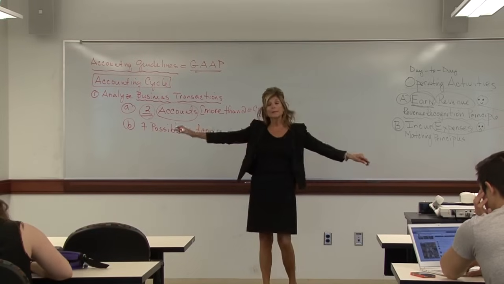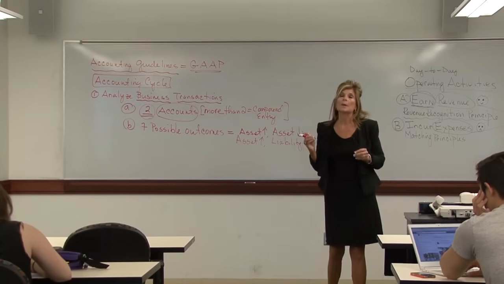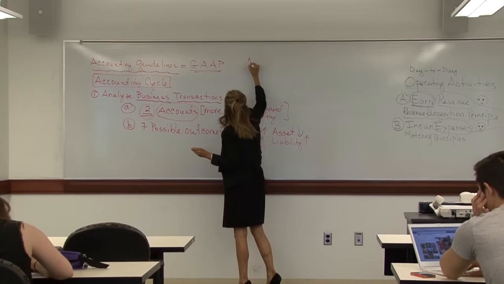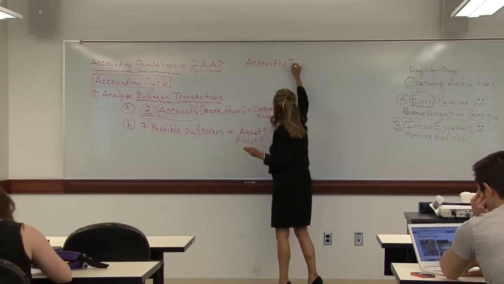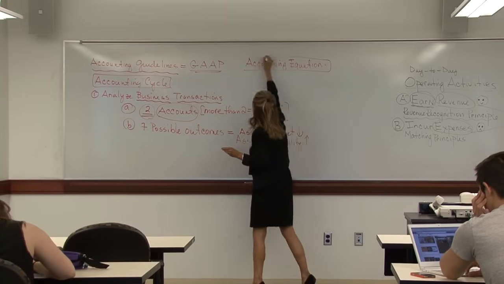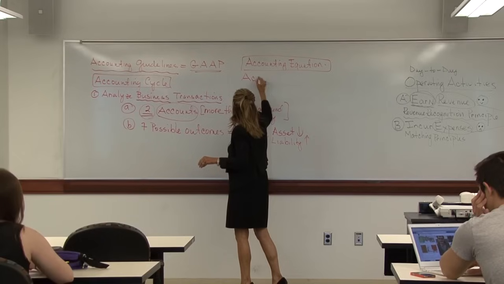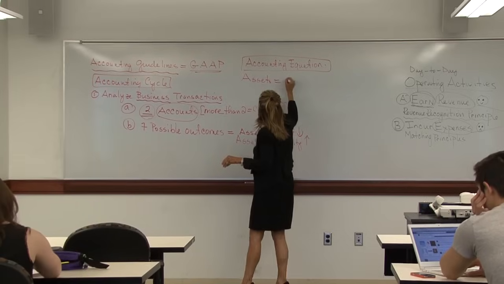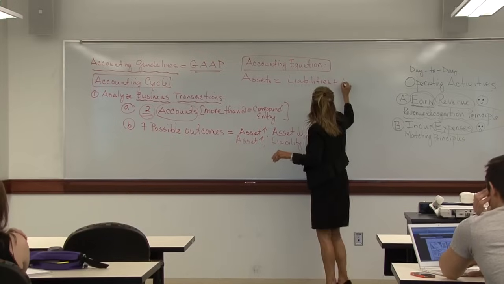Now, why do I liken it to a seesaw? Because one of the fundamental aspects of accounting that we follow is something called the accounting equation. Everything we do in accounting is built upon this accounting equation. It's like a seesaw. What is the accounting equation? Assets must be equal to liabilities plus net worth.